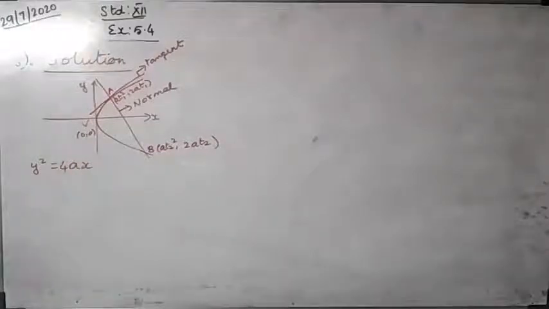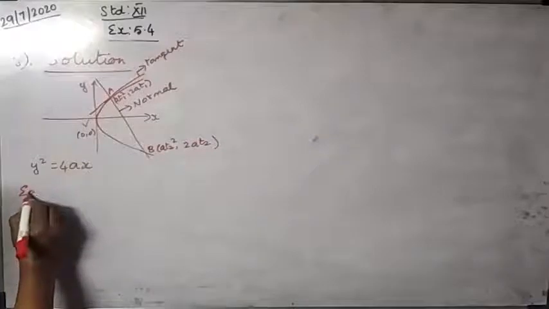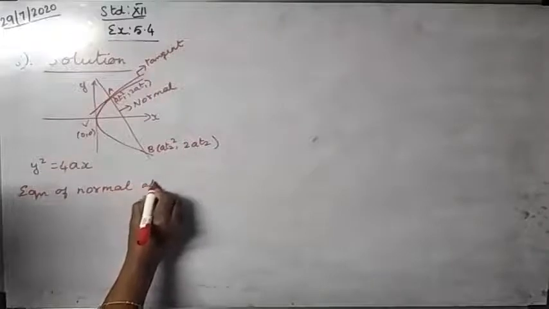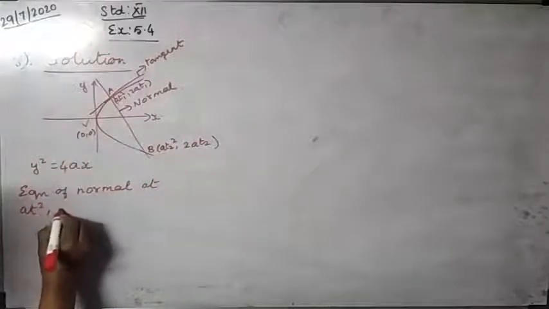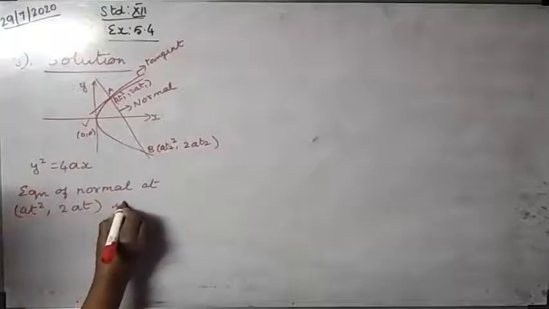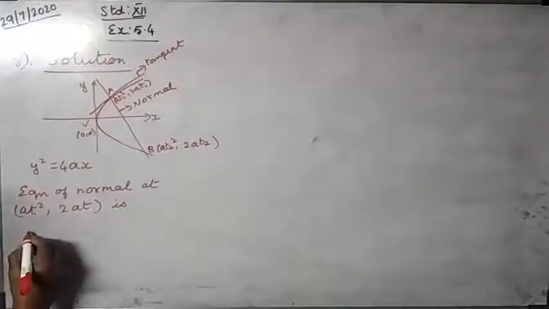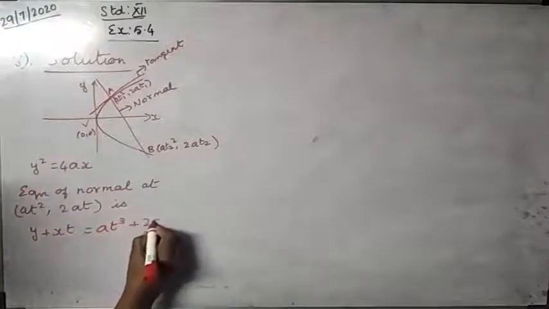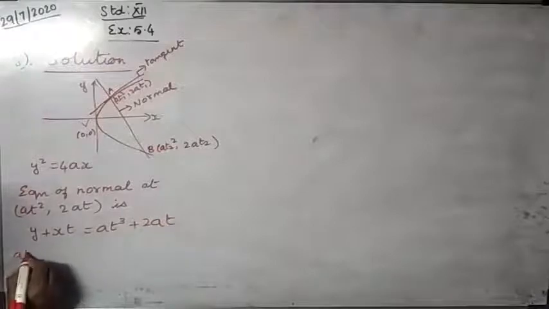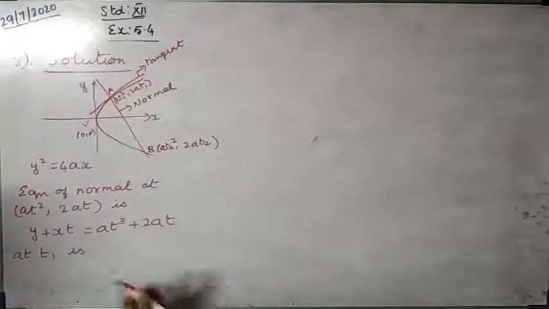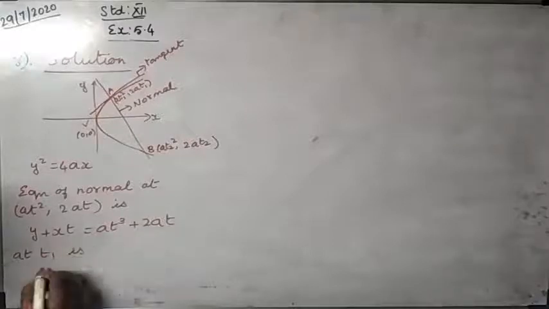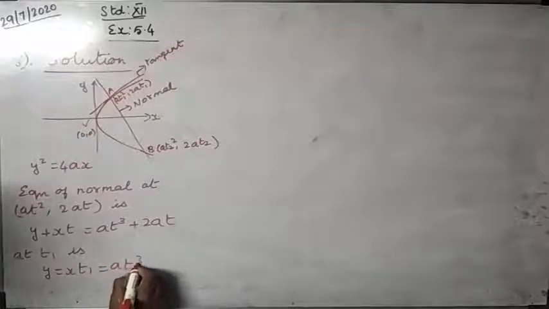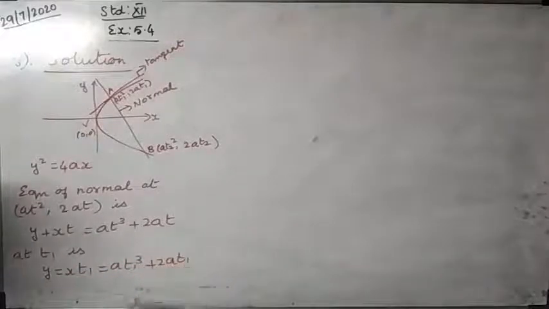Now, at first, equation of normal. Straight away, we can write down the formula. Equation of normal at AT square, 2AT. Let me write down the equation. So y plus xt is equal to AT cube plus 2AT. Now at T1, instead of T, substitute T1. So y plus x T1 is equal to A T1 the whole cube plus 2A T1.